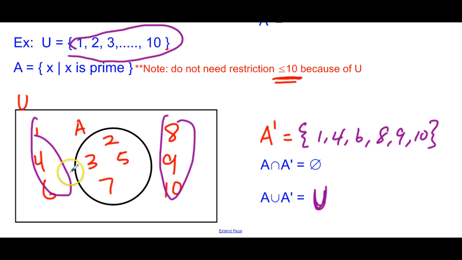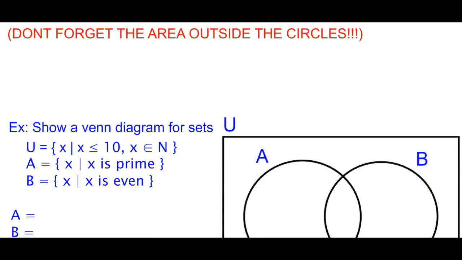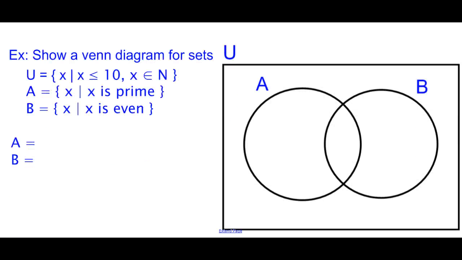One thing you need to practice is transferring sets of numbers into Venn diagrams. When you put these numbers in, only start in the middle area and work your way out, and don't forget the outside parts. Let's look at an example. The universal set is the set of values x such that x is less than or equal to 10 and x is an element of the natural numbers.